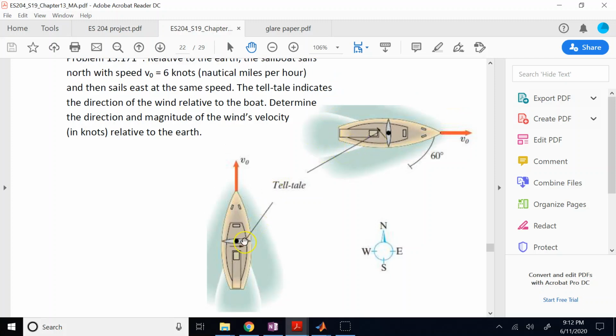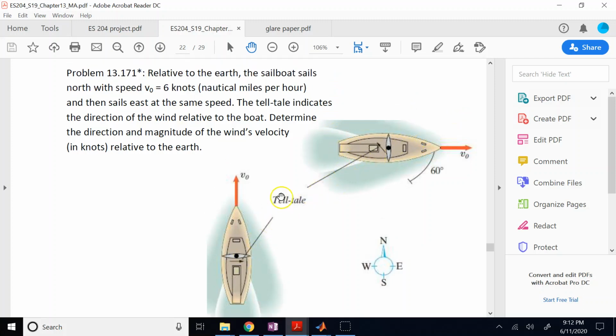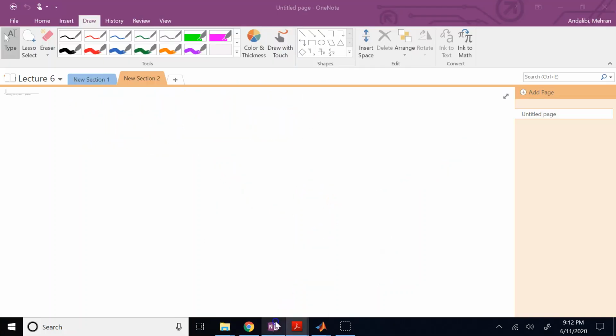So what stays the same in both of these situations is the wind with respect to the ground, with respect to the earth. It has not changed. But because you change your navigation direction, each time you are measuring a different direction and probably a different magnitude. So now we have to find that. So you see, we have a lot of unknowns in this problem. All we have is the navigation direction and the relative direction of wind with respect to boat, and we have to find everything else. So let's see how we can formulate this problem.